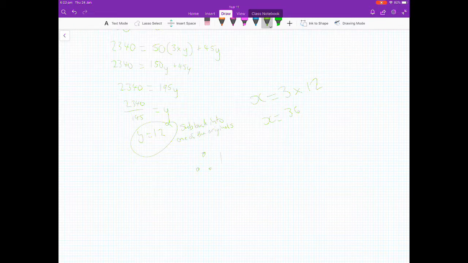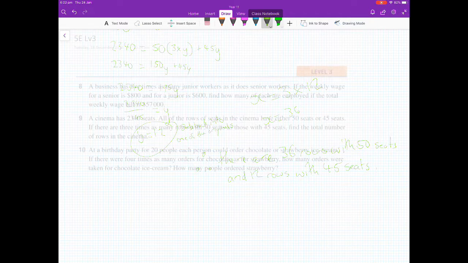Again, we need a word. Our lovely 3 little dots in a triangle is therefore. There are 36 rows of, you guessed it, 50. And 12 rows of 45. Woo! Life's exciting. Look at maths. Who doesn't love maths?